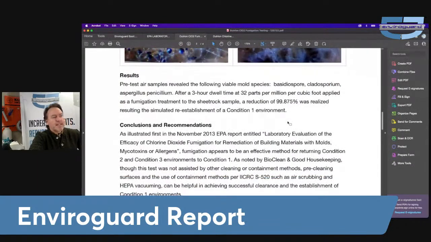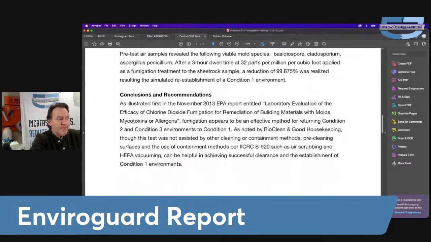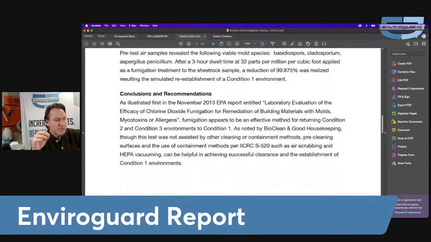So the results: pre-test air samples revealed the following viable mold species: Basidiospore, Cladosporium, Aspergillus, Penicillium. After the 3-hour dwell time at 32 parts per million per cubic foot, applied as a fumigation treatment to the sheetrock, a reduction of 99.875% was realized, resulting in the simulated reestablishment of a condition 1 environment.